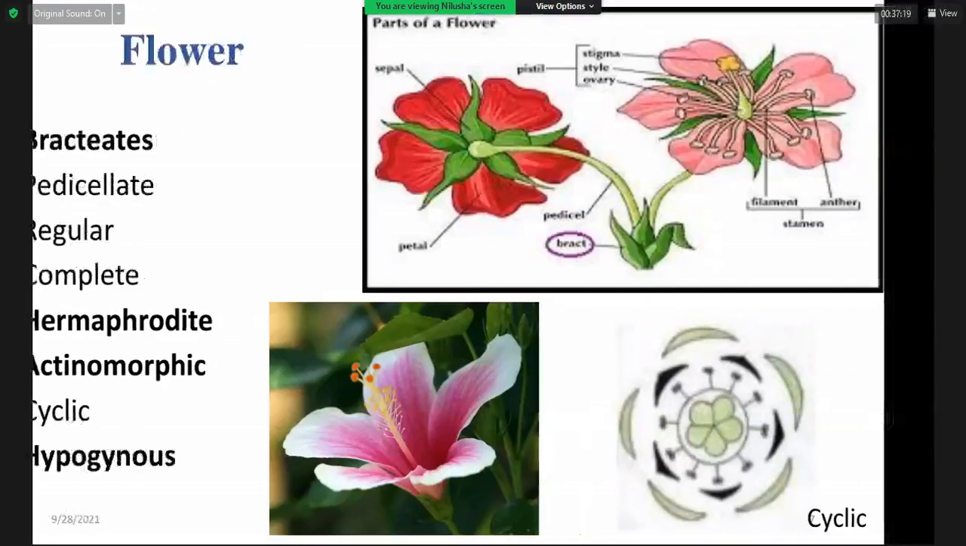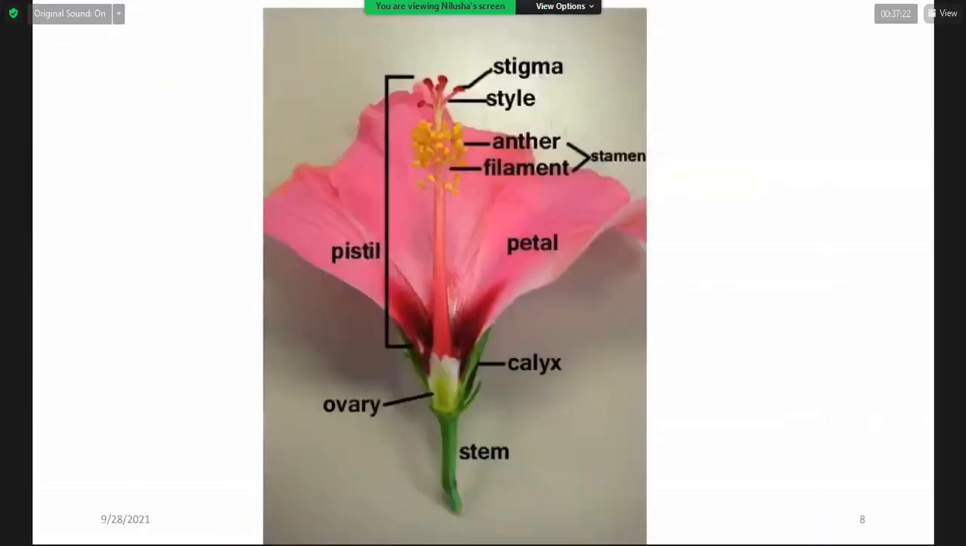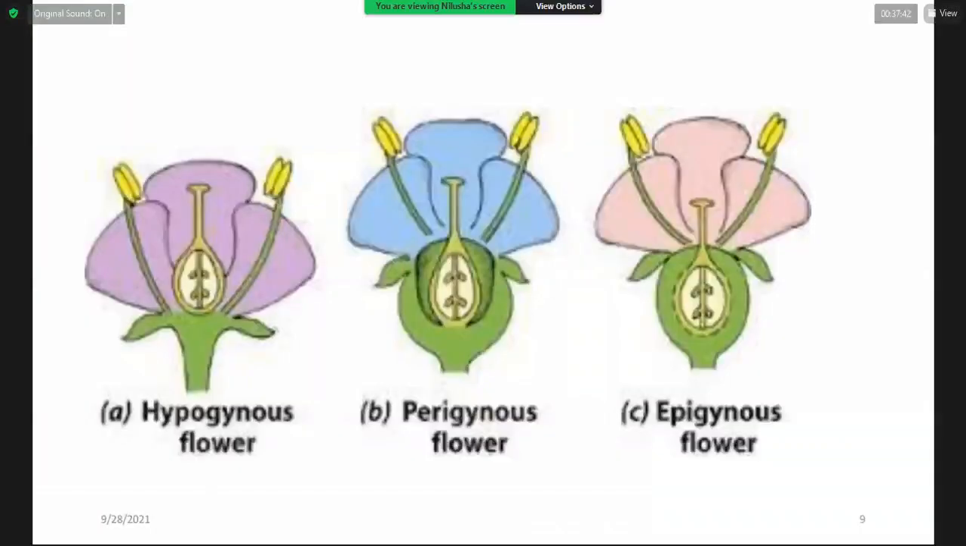Now we are going to see the calyx. Here you can see hibiscus flower parts. You can see ovary, stamen, calyx, stigma and style in the top portion. Then anther and filament, that means the stamens are there. In this picture you can see a hypogynous flower. That means the ovary is situated above the calyx.